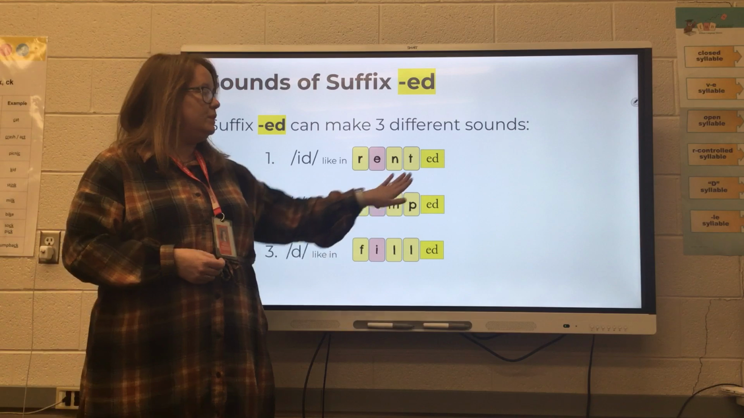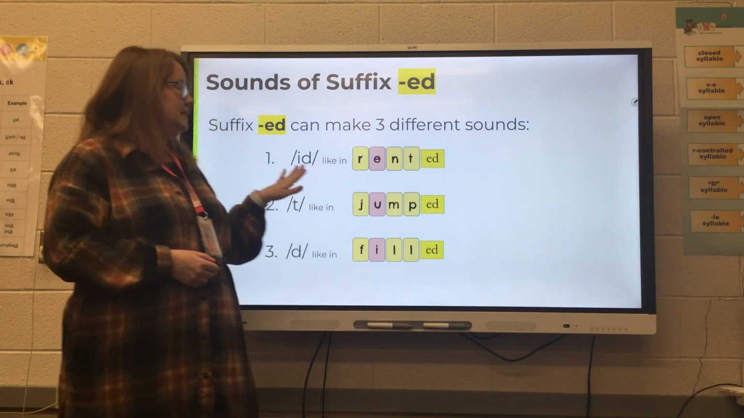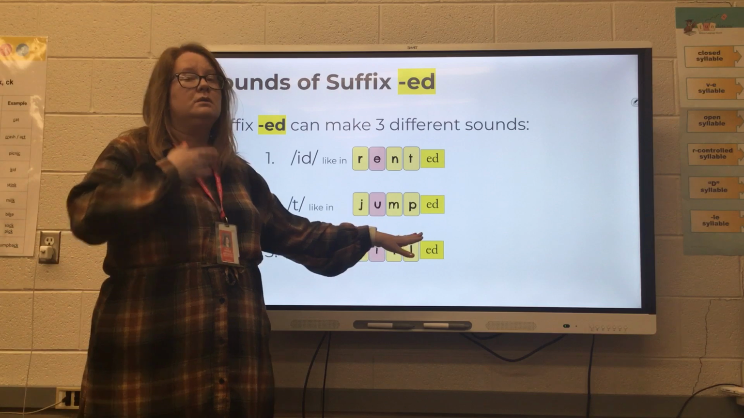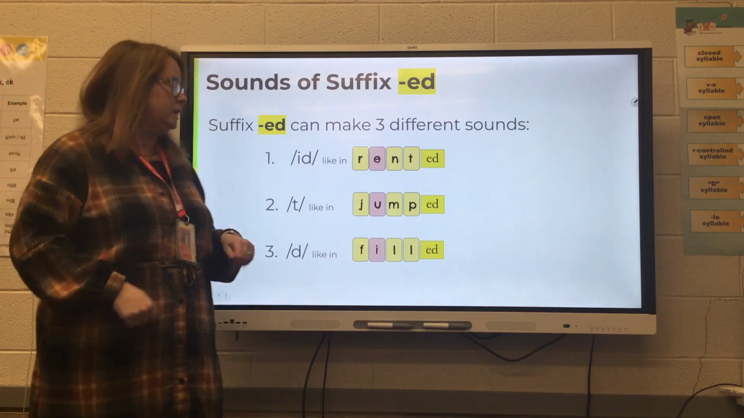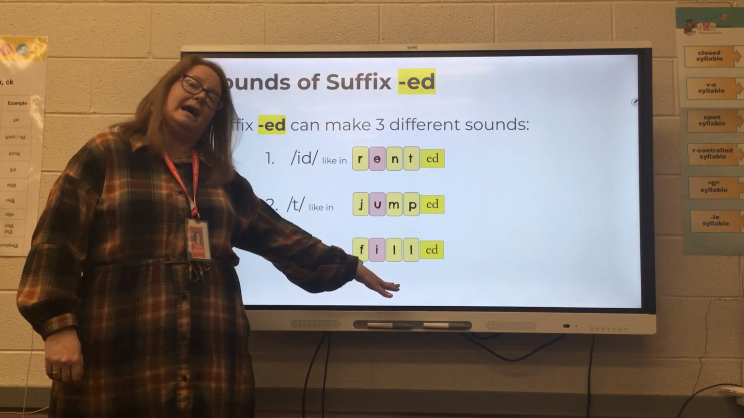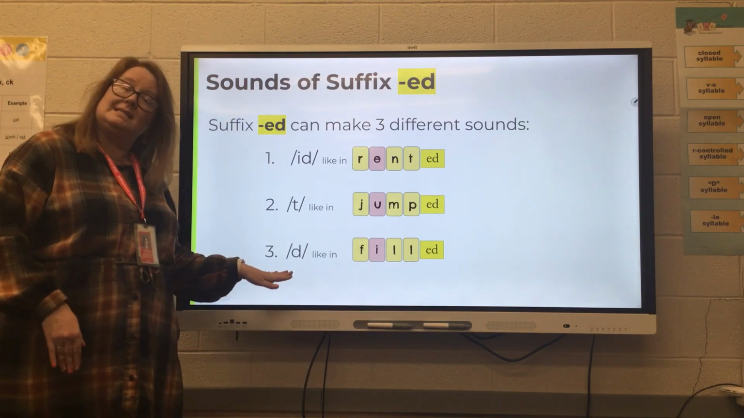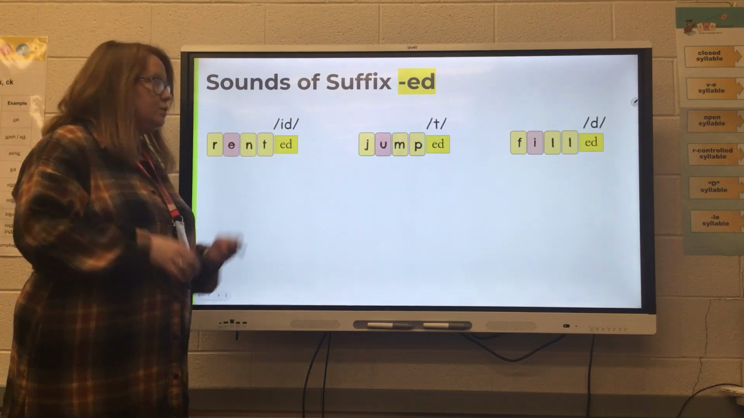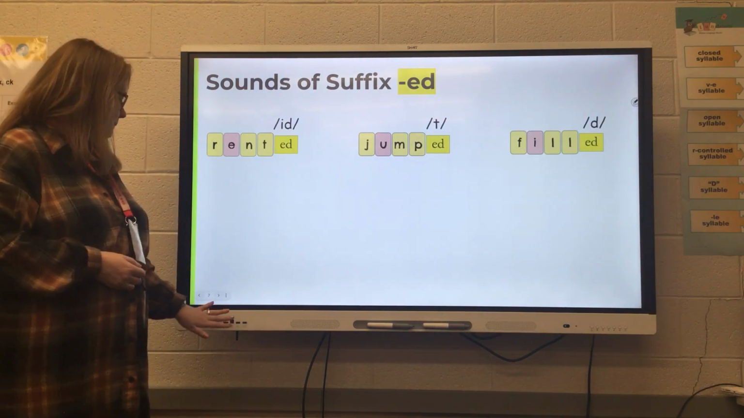So if a word ends with t or d, it says id. If a word ends with the unvoiced sound, so we're not vibrating in our vocal cords, it makes the sound t. Or if it ends with a voiced sound, it's going to make the sound d when we have that vibration. Let's do a couple of practice real quick.